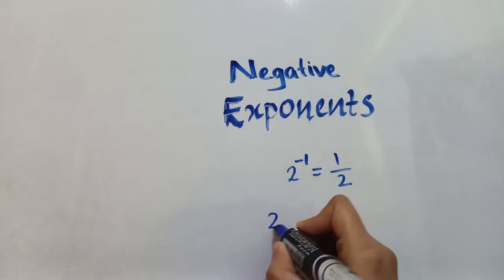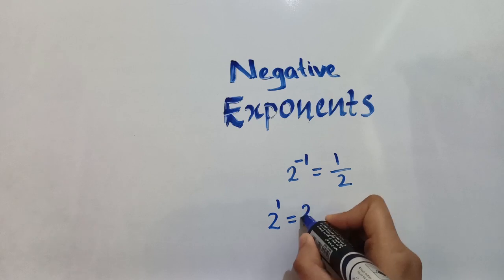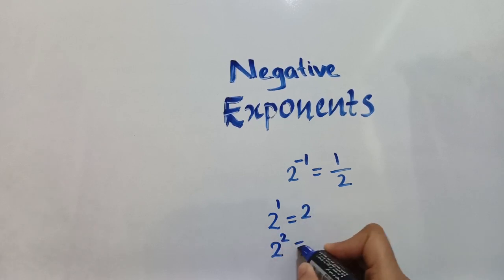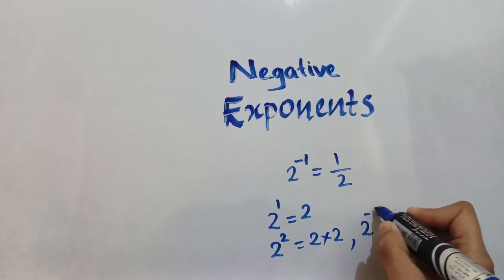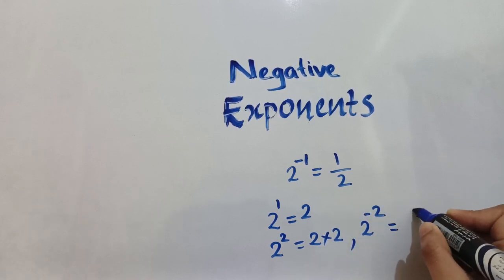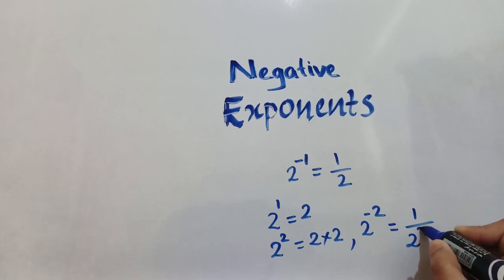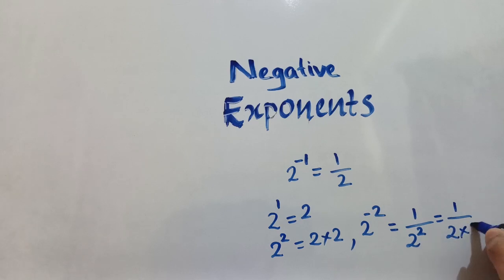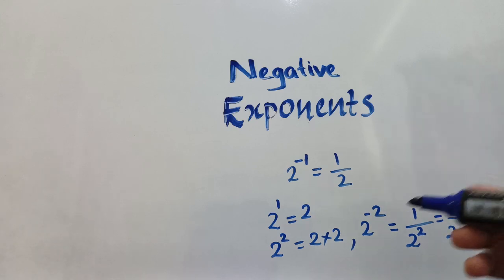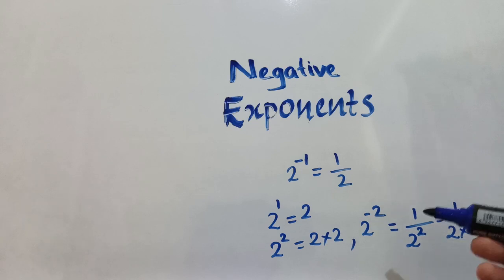If it is 2 raised to 1, which is equal to 2, 2 raised to 2, which is equal to 2 into 2. So if it is 2 raised to minus 2, which is equal to 1 by 2 square, which is equal to 1 by 2 into 2. That is the meaning of negative exponents. If it is negative power, we have to divide 1 by 2 square. It is equal to 1 by 2 into 2.